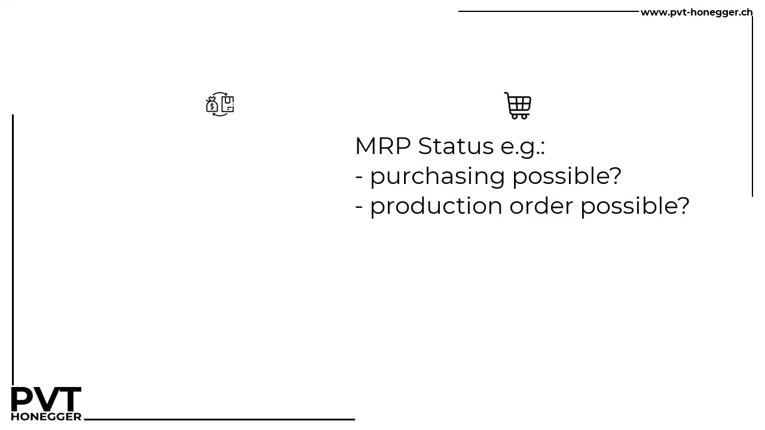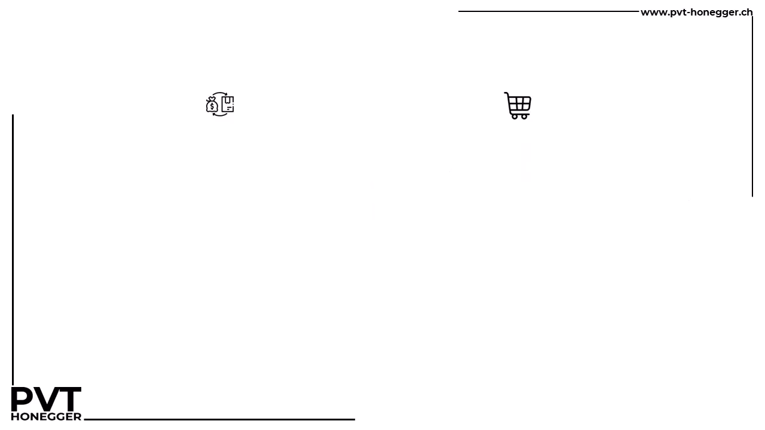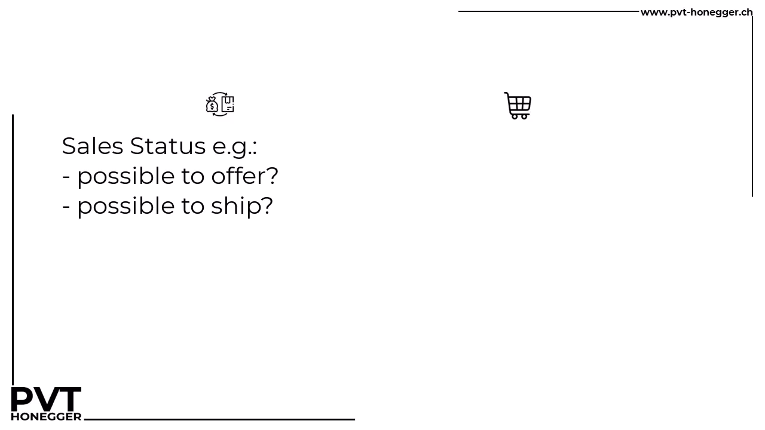In SAP Material Master, there is not the one status. There is the purchasing or MRP status and the sales status. The MRP status tells us if a material can be purchased or stock be moved. This includes if a material can be part of a production order or if the material itself can be produced. The sales status manages all sales relevant topics. Can the material be offered? Can it be used in a sales order? Or can it be shipped?